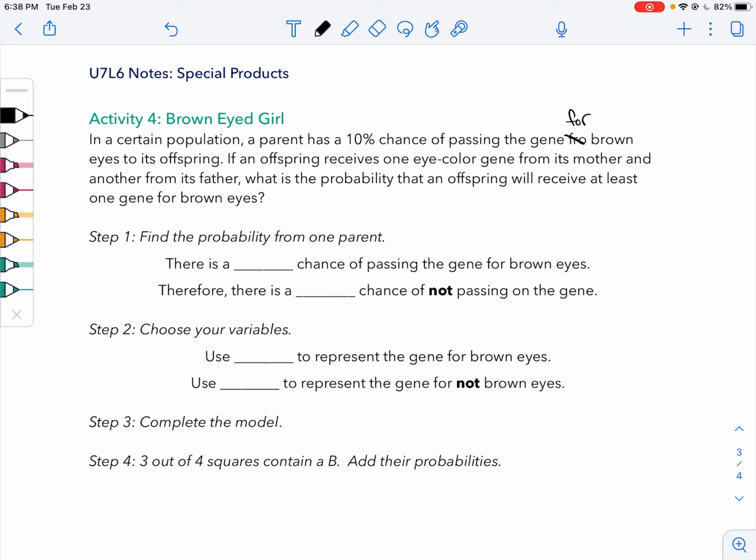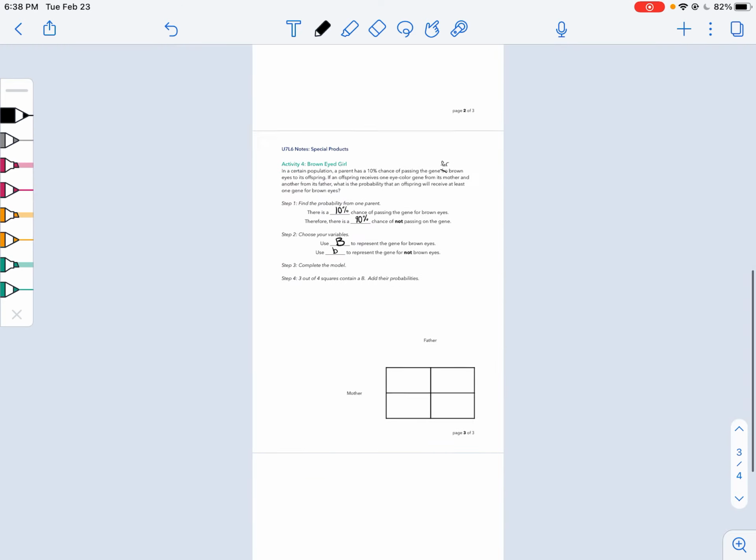Well, there's a 10% chance, we know, of passing the gene for brown eyes. Therefore, there's a 90% chance of not passing on the gene, right? Because 100% minus 10% is 90%. So let's say if you do get brown eyes, we'll call that big B. And if you don't get brown eyes, that's little b. So let's look at our model down here.